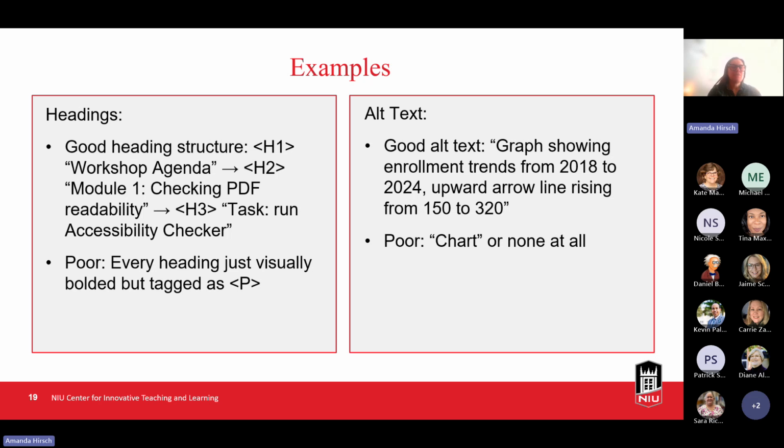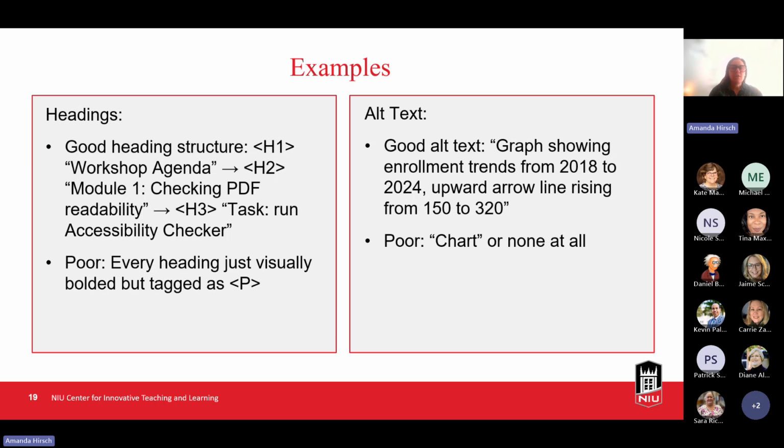So in contrast, a common problem occurs when headings are only styled visually. For example, they're bolded or made larger, but they're still tagged as regular paragraphs in the document structure. So in that situation, the screen reader can't distinguish them from normal body text, which removes that navigational benefit. The same idea applies to alt text for images. Any image that conveys information, like a chart, a diagram, or a graph, should include a short description that communicates the meaning of the visual.